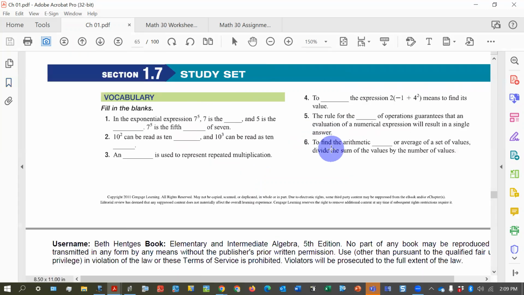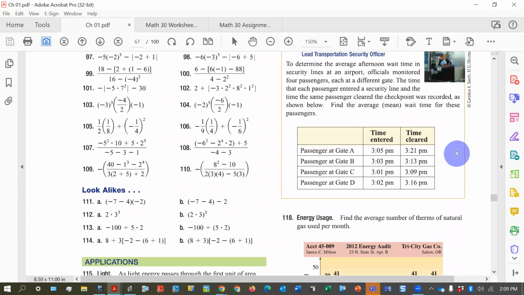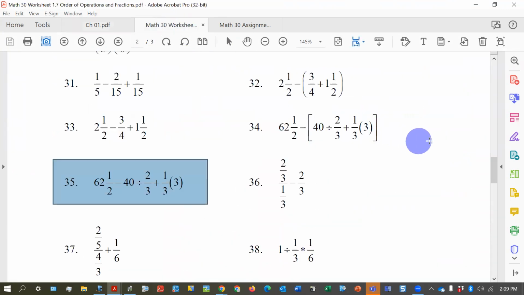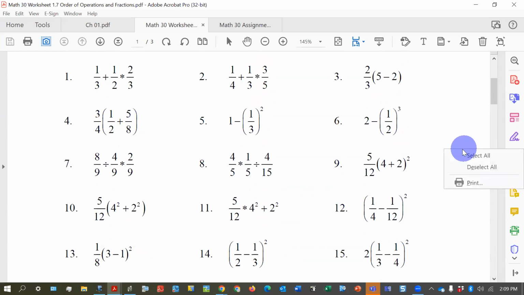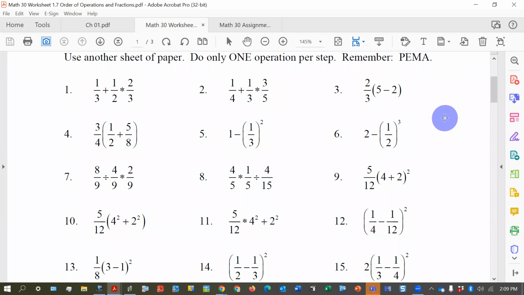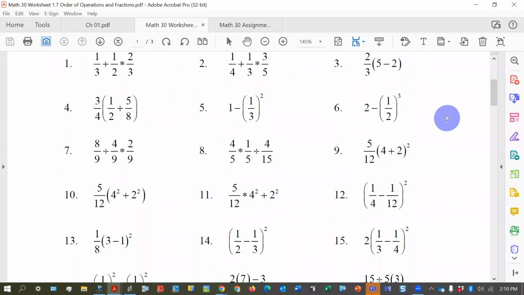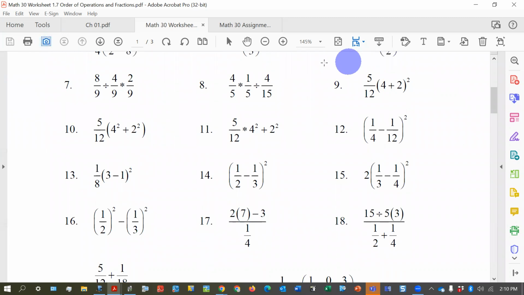Does anybody have, what homework questions do you have from section 1.7? Anything that you got stuck on or from the worksheet from 1.7? Let's compare problems 9, 10, and 11.